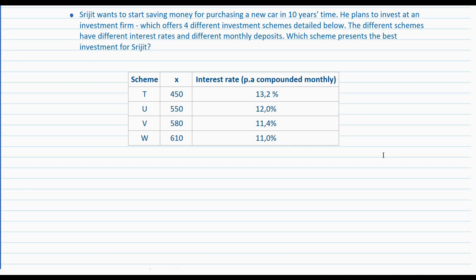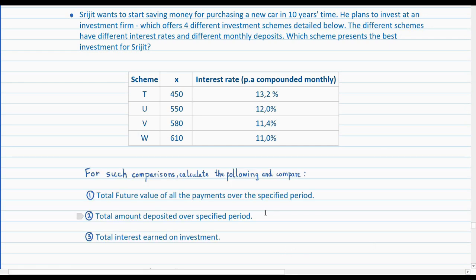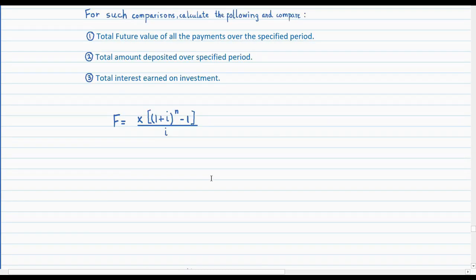Similarly to the situation for loans, we would calculate 3 different things for each case and compare them. These being, first, the total future value of all the payments over the specified period, then the total amount deposited over the period, and last, the total interest earned on the investment. Here's the future value equation again. Since all investments are happening on a monthly basis over a 10-year period, the number of payments would be the same for all. 10 years times 12 payments per year, giving n as 120.